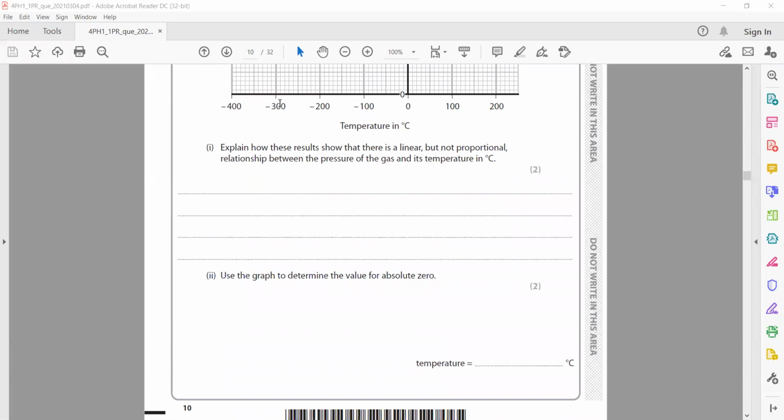So if it was a straight line passing through the origin, then it would be proportional, but it is linear as it's a straight line, but not proportional, because it is not starting from the origin.